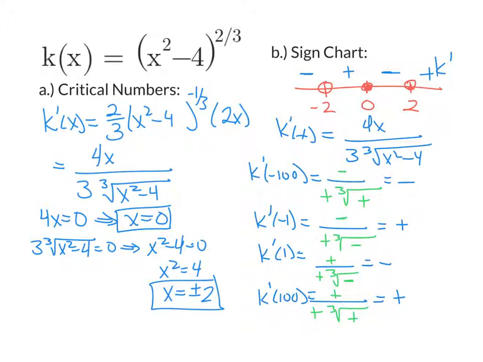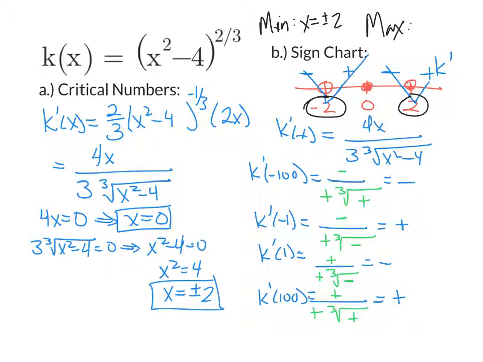Kind of running out of room, but wherever the derivative changed from negative to positive, so from here and here, both of these at negative 2 and 2 are going to be relative minimums. So we have 2 relative minimums at x equals plus or minus 2. The maximum is going to happen when the derivative changes from positive to negative. So that's going to happen when x is equal to 0.